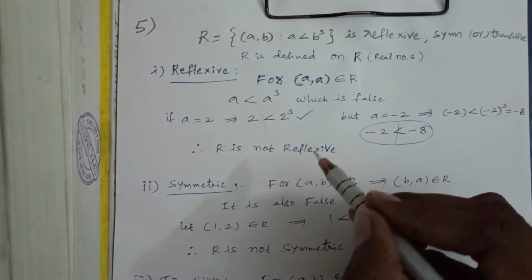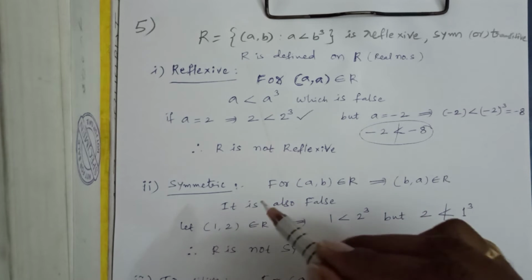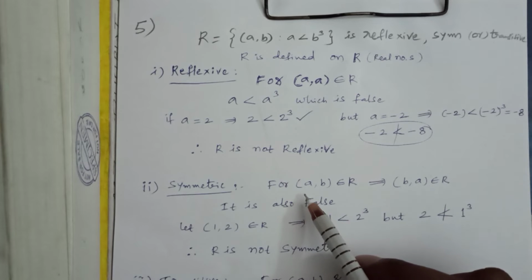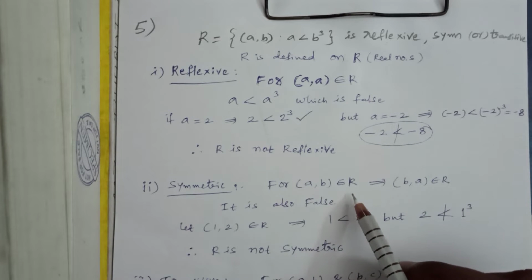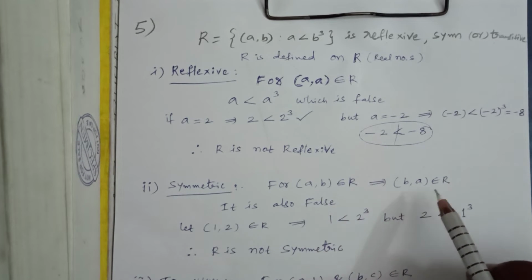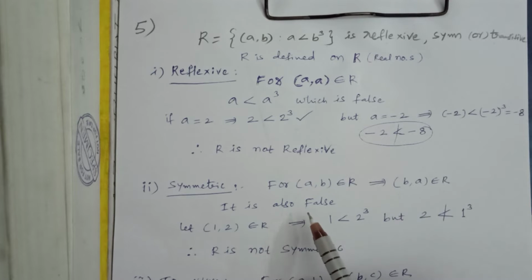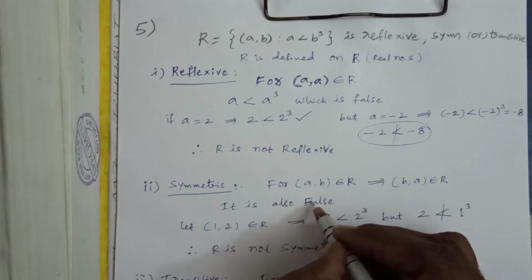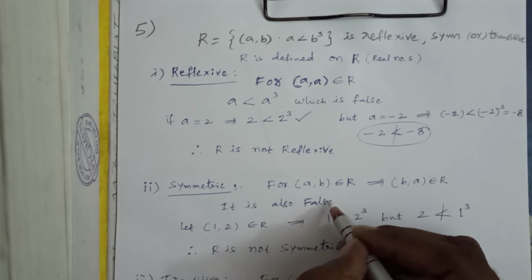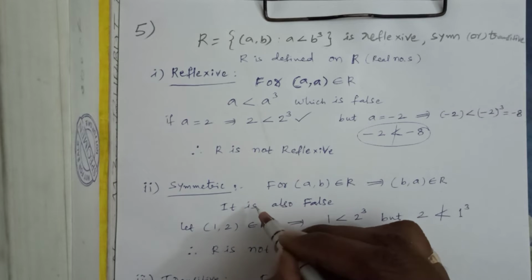Clear? Now let us go for symmetric. What is symmetric? For (a, b) belongs to R, then (b, a) also must belong to R. That's what we are going to check. Here it is also false, but we must know the reason first before we write it as false.